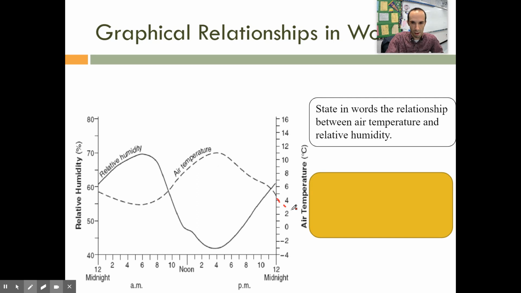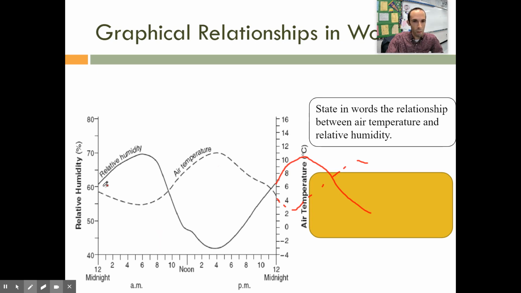We could extend this line out and go this way. Same is true with relative humidity. It would probably go up like this and back down again. So there's good predictability of this graph. The relationship over time is cyclical. However, compared to each other, there's an inverse relationship there.